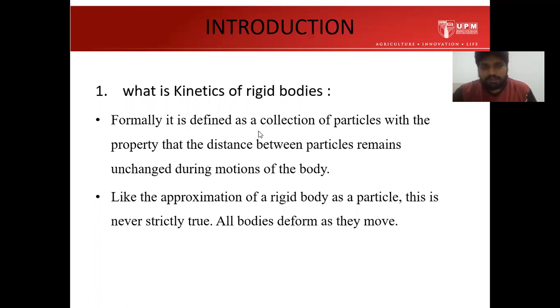Formally, it's defined as a collection of particles with the property that the distance between the particles remains unchanged during the motion of the body, unlike the approximation of the body as a particle, and this is never strictly true. All bodies deform as they move.